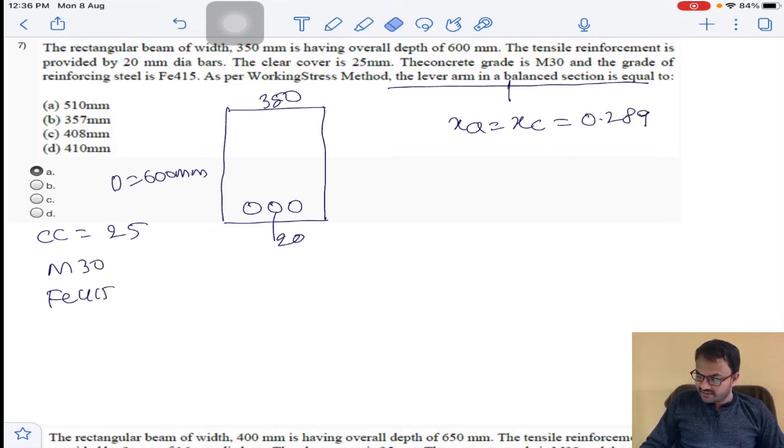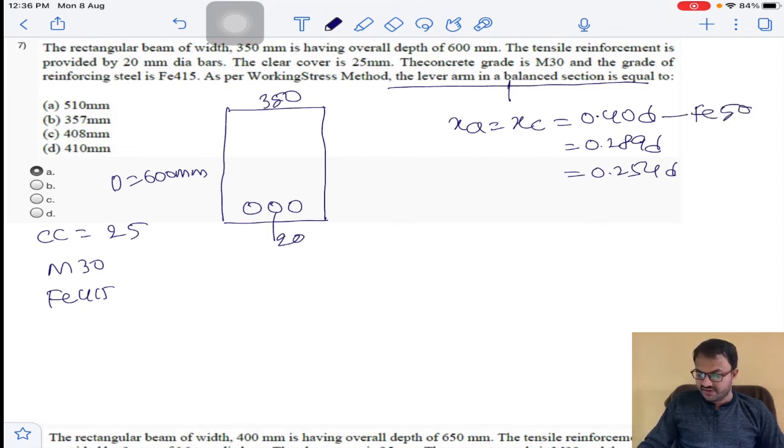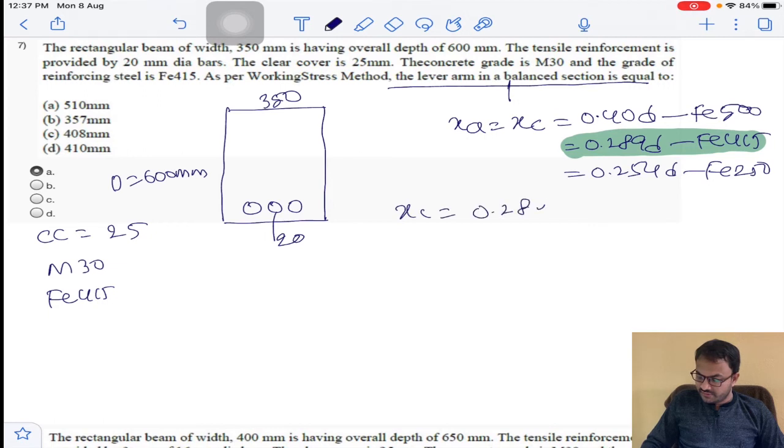Okay, I'll explain here what all these values are. So that is 0.40D, 0.289D, 0.254D. These are all critical depth values in working stress method. This is for FE500, this is for FE415, this is for FE250. For us, the given steel is FE415. So I am taking XC is equal to 0.289 D.